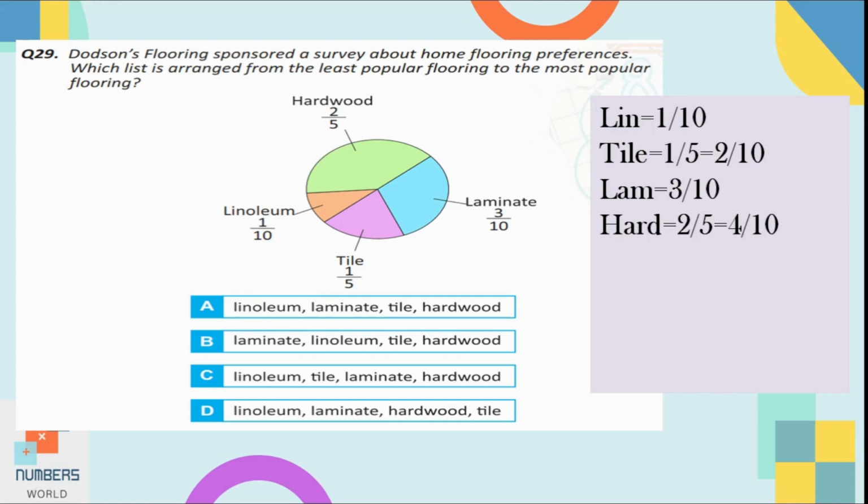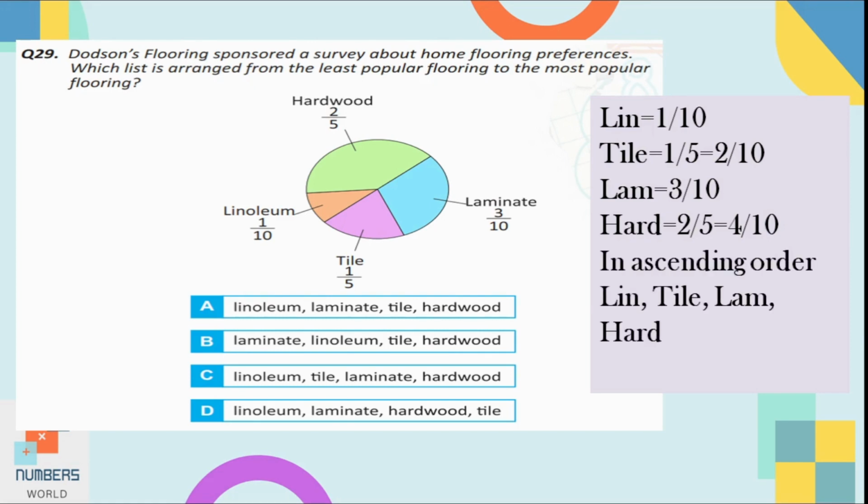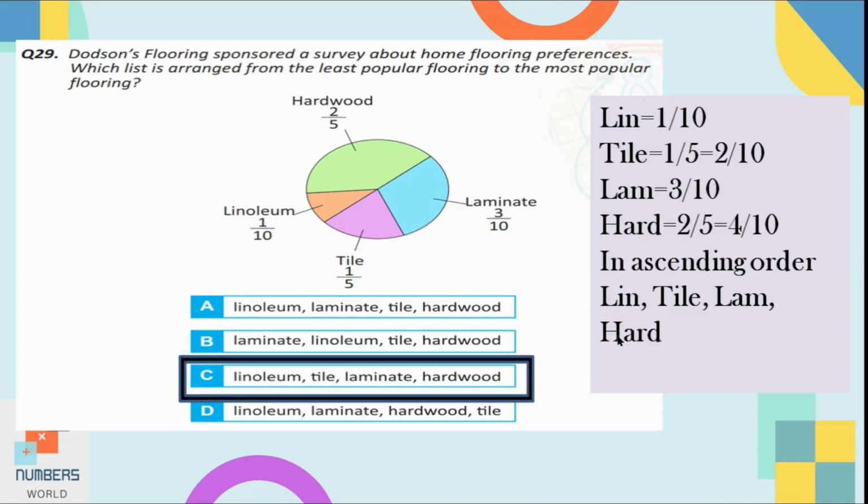Now we are going to arrange the fractions in ascending order on the basis of their numerators to find out the least popular flooring to the most popular flooring. So after arranging it, the sequence is linoleum, tile, then laminate, and at the end hardwood. So option C is the correct option here.